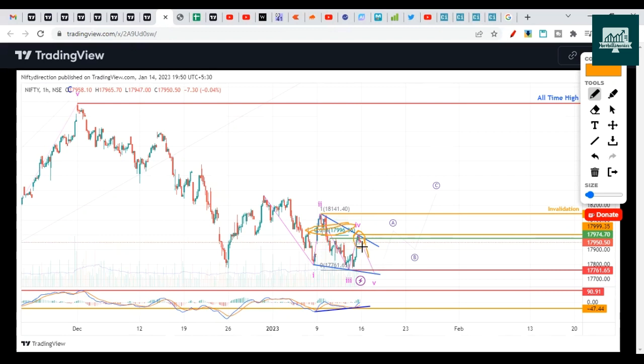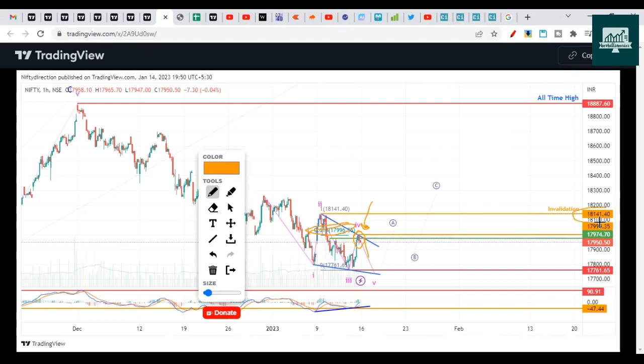So for the next session, as long as it opens flat and trades below 18,000, it is bearish as per my analysis. And if it opens gap up and then breaks this high near 18,141, then this analysis will be invalid. As I said, if this is broken, then I'll change the wave count. I'll have to look for something else.